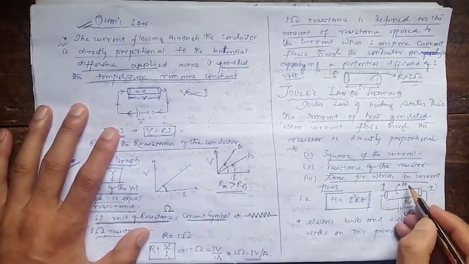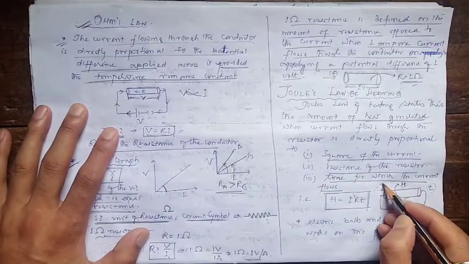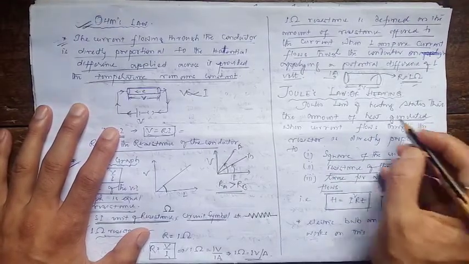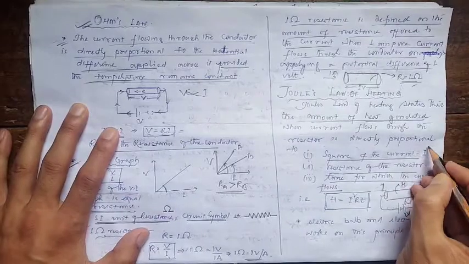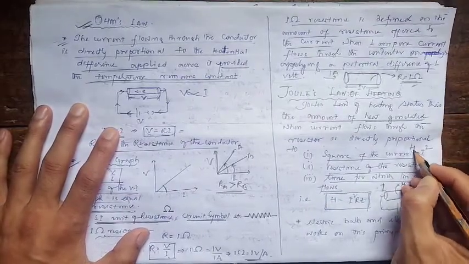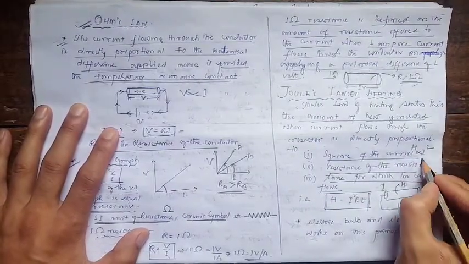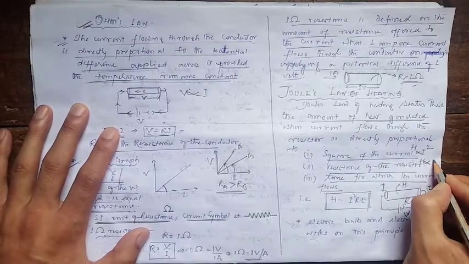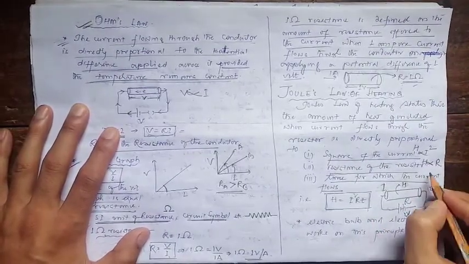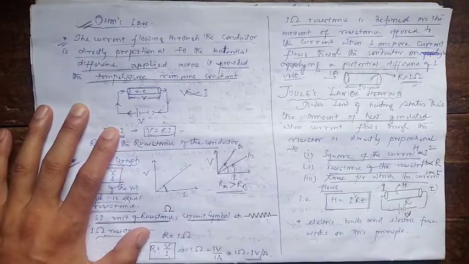Joule's law says the heat generated is directly proportional to the square of the current. Heat generated is directly proportional to the resistance, and heat generated is directly proportional to time.